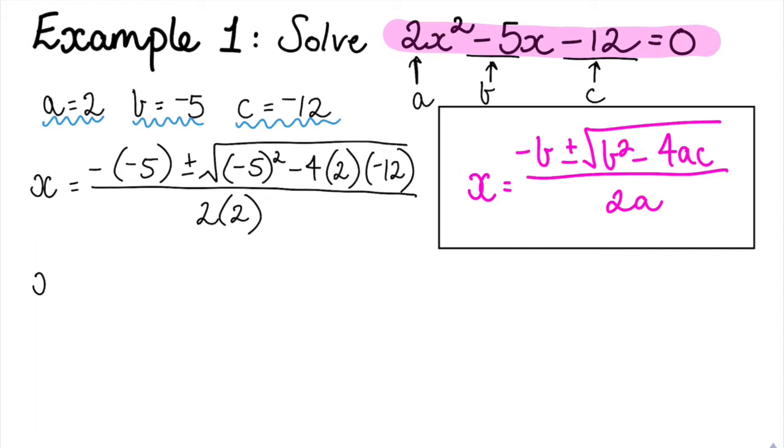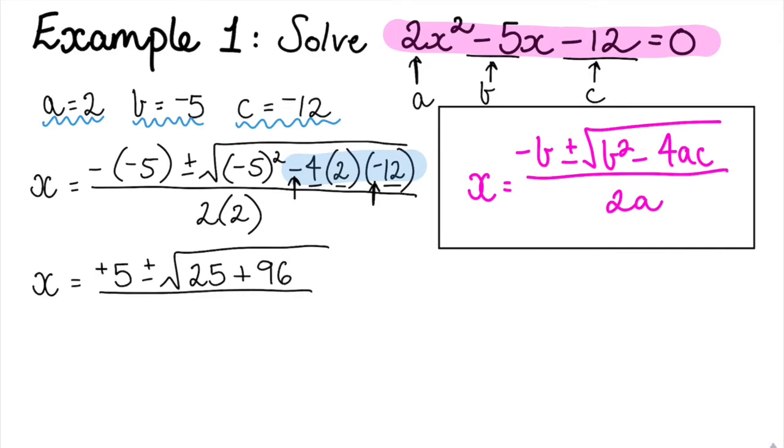Let's simplify this. Negative lots of -5. Well, the negative and negative give me a positive, and I've got my 5. Plus or minus -5 squared. Well, that's just -5 times -5, which gives us +25. Now for this multiplication. The negative and the negative will give us a positive. And 4 times 2 times 12 gives us 96. All of this is over 2 lots of 2, which gives us 4.